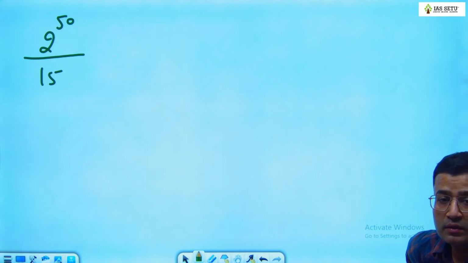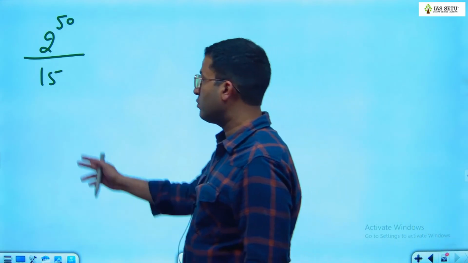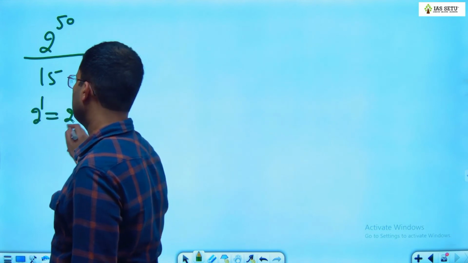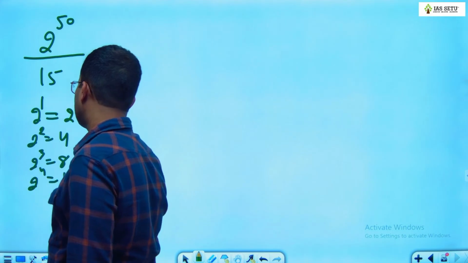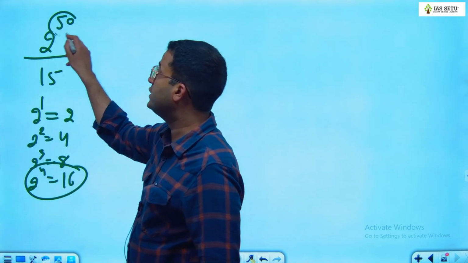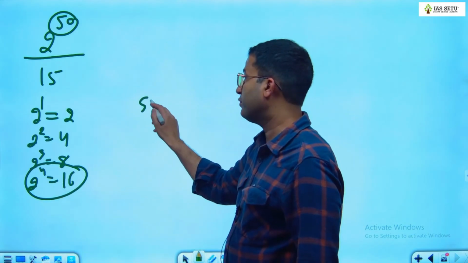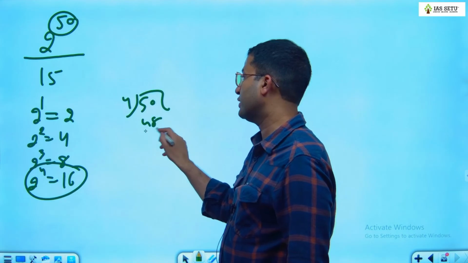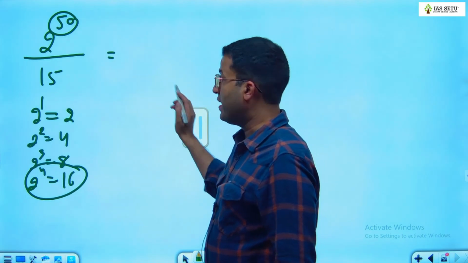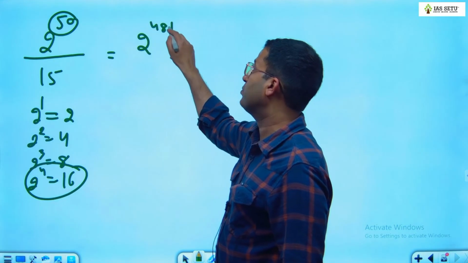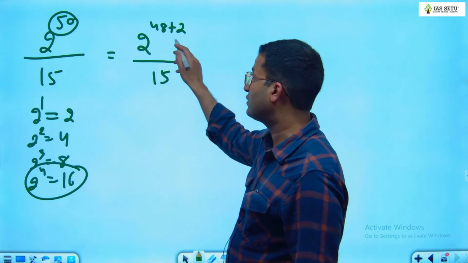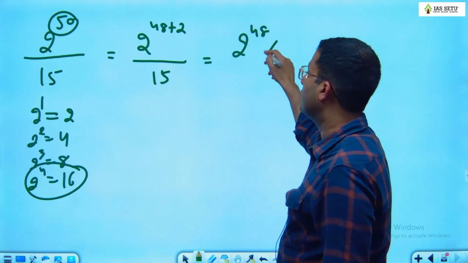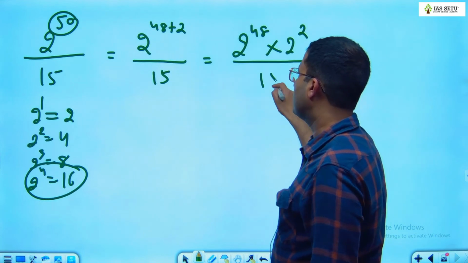What answer did you get? 4. How? First, step number 1, power of 2 near to 15 is 2 is to power 4. 2 square 4, 2 cube 8, 2 is to power 4 is 16. But 50 is not an exact multiple of 4. So when you divide 50 by 4, we get 48 plus 2. So better we express it as 2 is to power 48 plus 2, because up to 48 there is exact pairing of 2 is to power 4. Going up to there is easy. 2 is to power 48 into 2 square divided by 15.